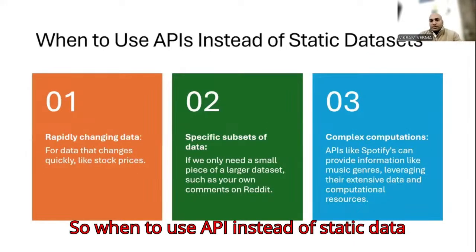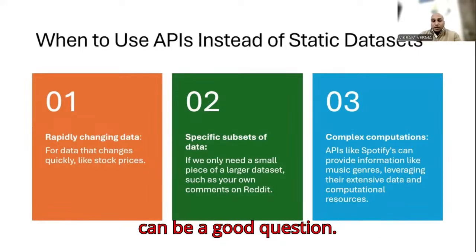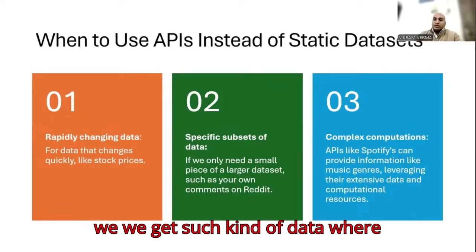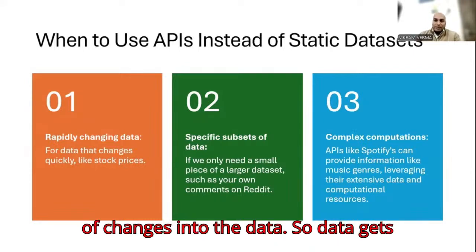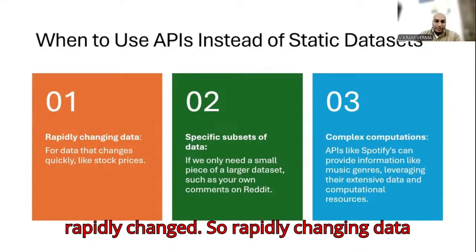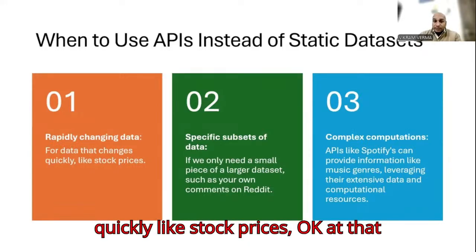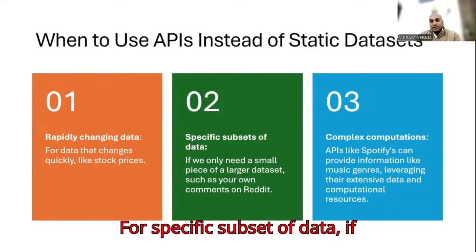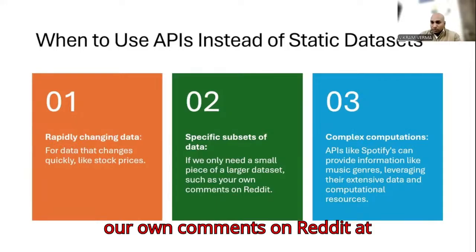So when to use API instead of static data? That can be a good question. See, when we get static data, of course, we get such kind of data where we are not going to get any kind of changes in the data. But data gets rapidly changed. So for data that changes quickly, like stock prices, at that time static data is not required. For a specific subset of data, if we only need a small piece of a larger data set, such as our own comments on Reddit, at that time static data also is not required.